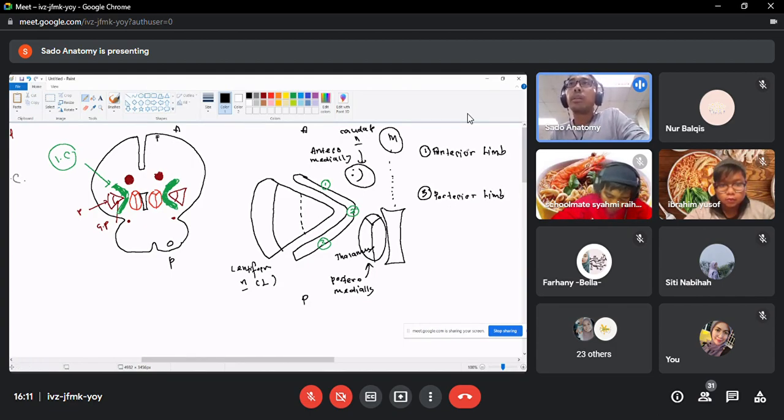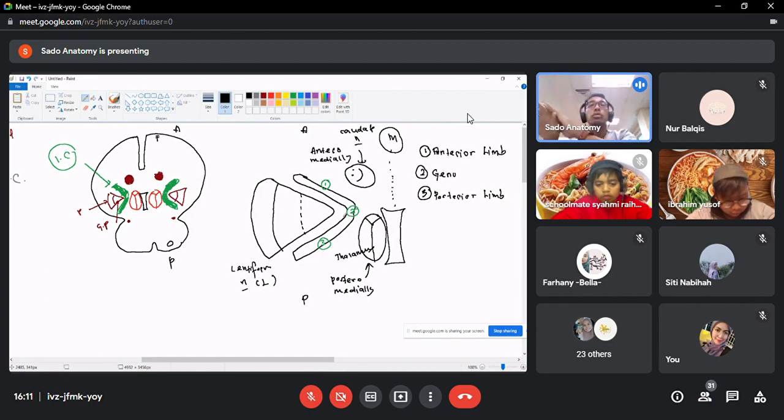And in between the anterior limb and posterior limb, class, you have a joint. You have a junction in between these two limbs. And number two structure is referred to as the genu of the internal capsule. Genu means joint. So you have the anterior limb, the posterior limb, and also the genu of the internal capsule. Very basic structures actually.